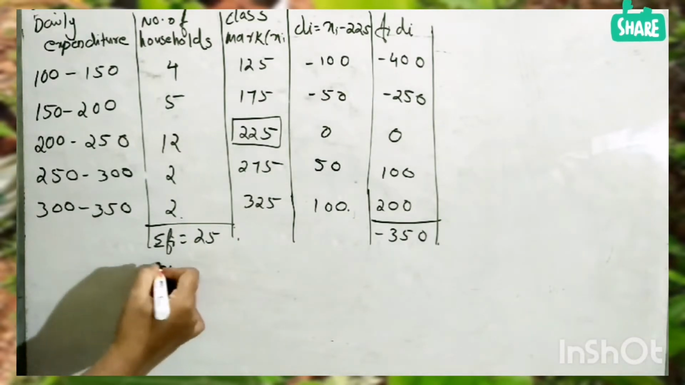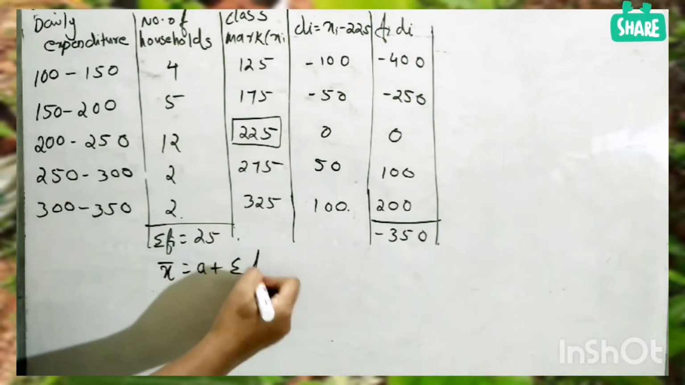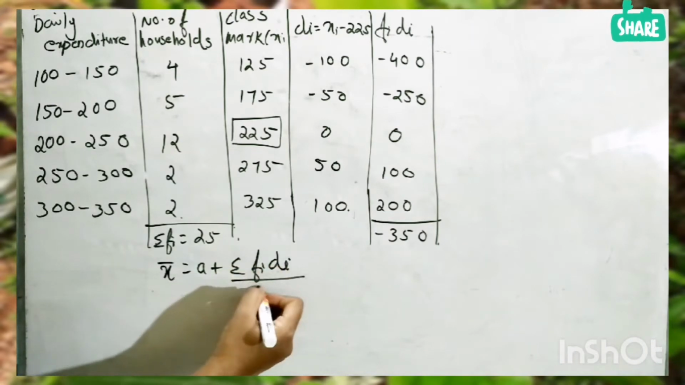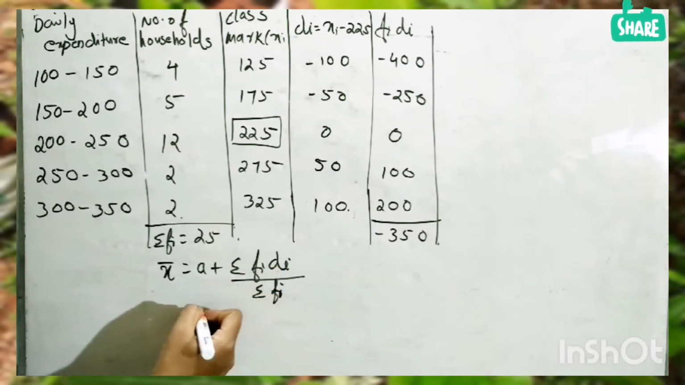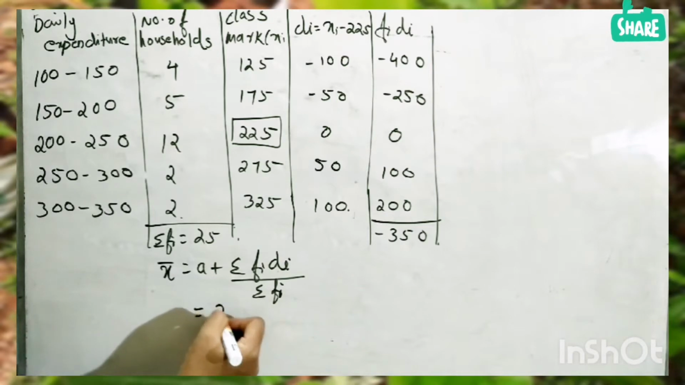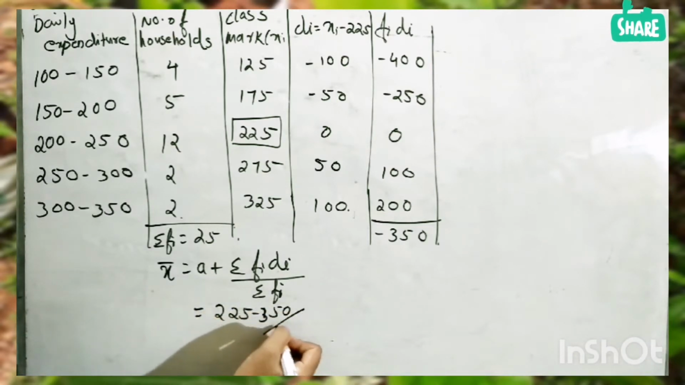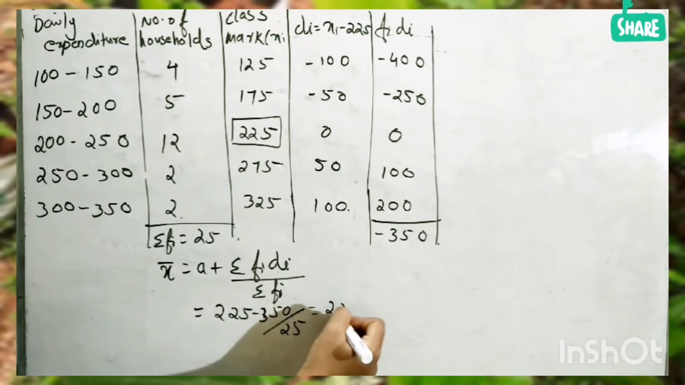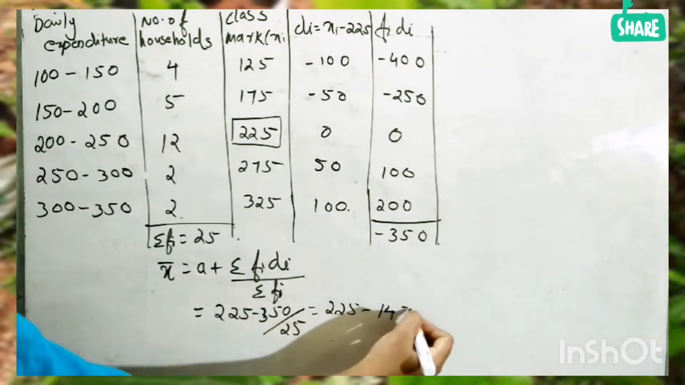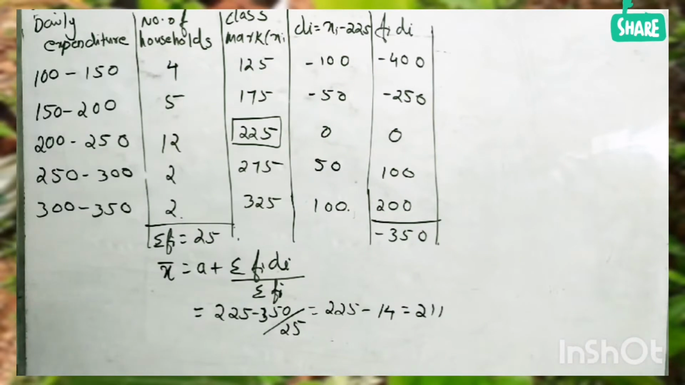Now x bar is equal to a plus summation fi di divided by summation fi. What is our a in this case? 225 minus 350 divided by 25. And this is equal to 225 minus 14, which is 211. Hence, the mean daily expenditure on food is 211 rupees.